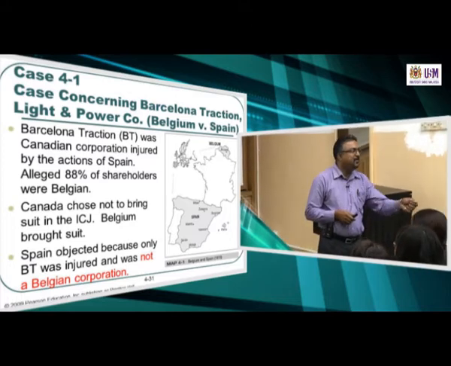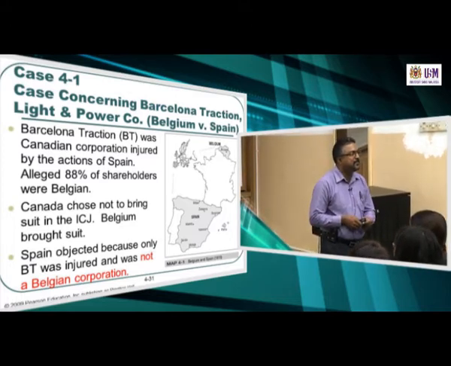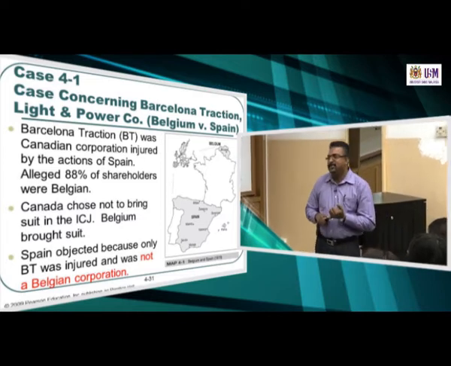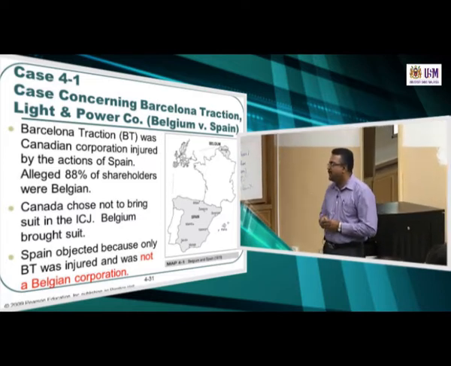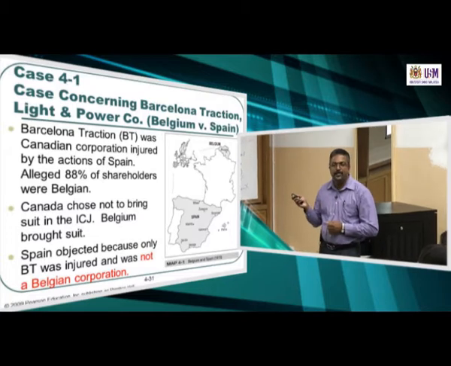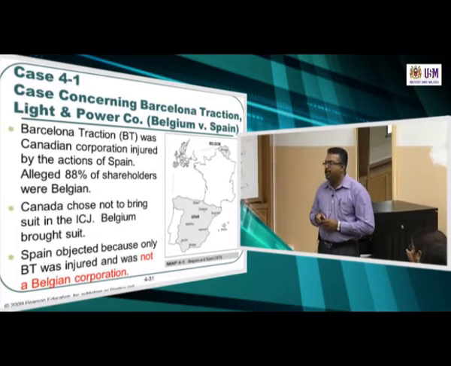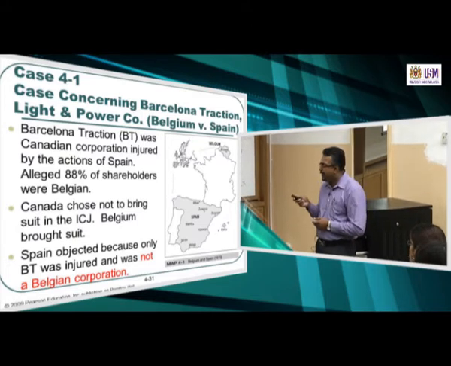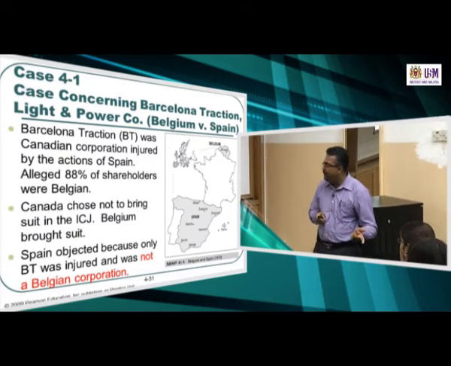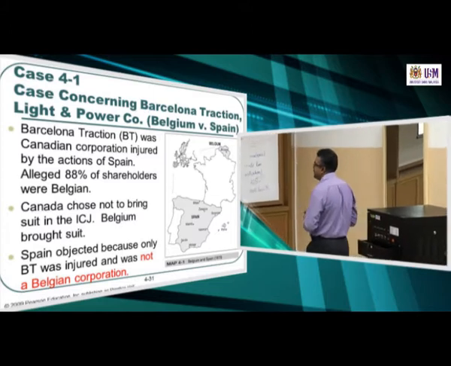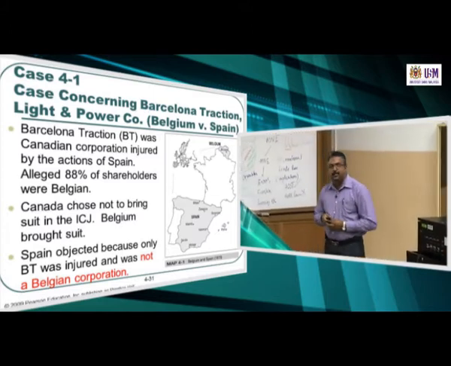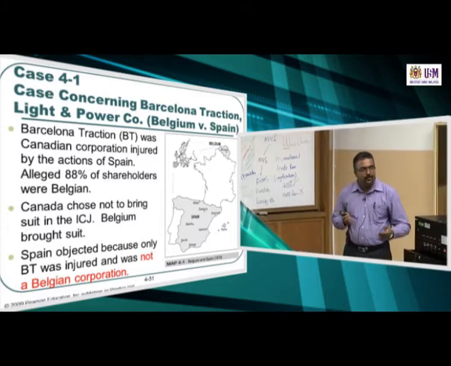ICJ means what? International Court of Justice. So Canada violated something, and Spain said, okay, I'm going to charge you. Canada chose not to bring suit in the ICJ. So Belgium brought the suit, because they are the major investors.